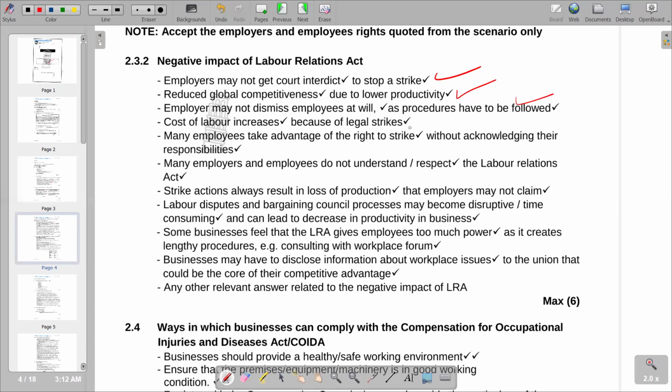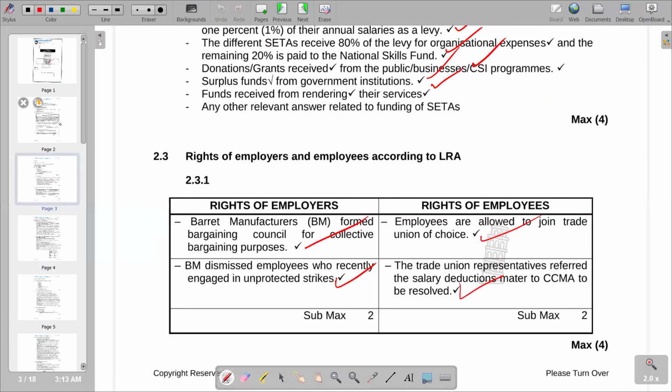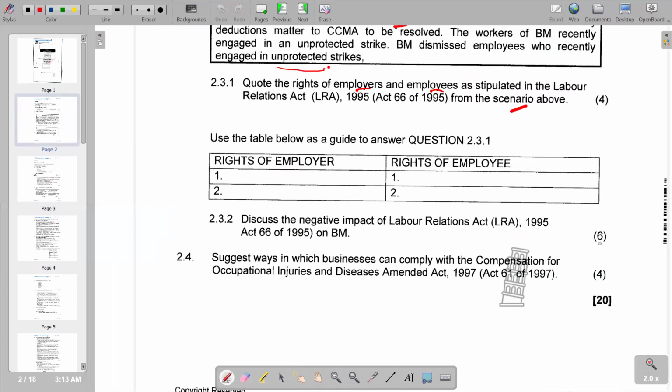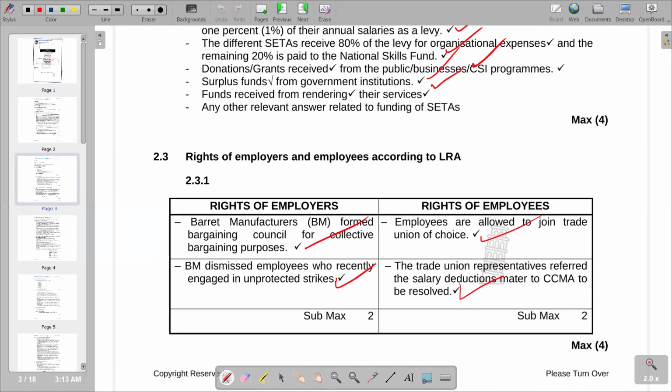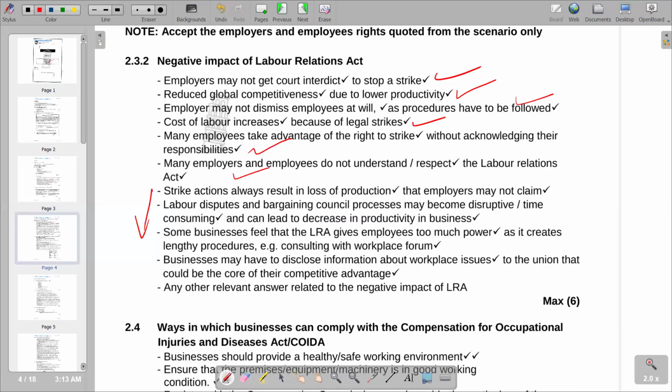Then the cost of labour increases because of legal strikes. So these are some of the negatives that we can try to deduce. Employees take advantage of the right to strike without acknowledging their responsibilities. So you can see those negatives: employers and labour do not understand or respect the Labour Relations Act. So we are going to see a scenario whereby employers and employees might not follow what is required by the Labour Relations Act, which becomes a negative in terms of the operation of workplaces. So going back to our question, you can arrange the points that we have as following there.